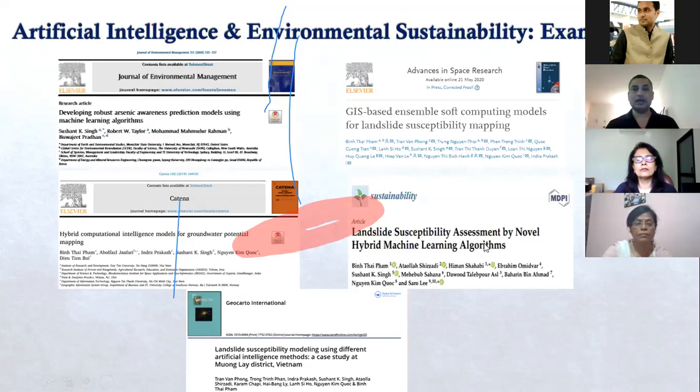Similarly, in Iran, we did the same work, developing a hybrid model. In Vietnam, we did the same work, applying different artificial intelligence methods. So artificial intelligence and machine learning are not restricted to only a few domains. Yes, we can apply them, and this is very, very useful. And I think these days, this is attracting a lot of scientists and researchers.